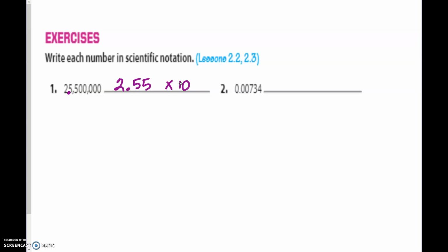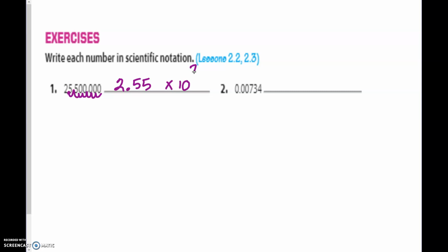Now we have to find that exponent or that power. How many places did we move that decimal? So 1, 2, 3, 4, 5, 6, 7. And this is going to be a positive 7 because that is a very large number.